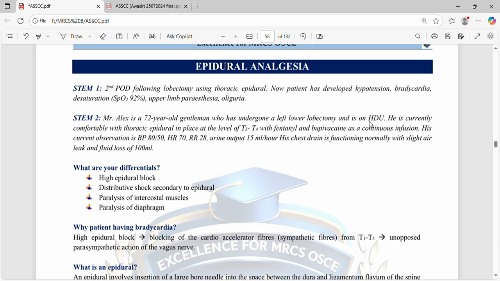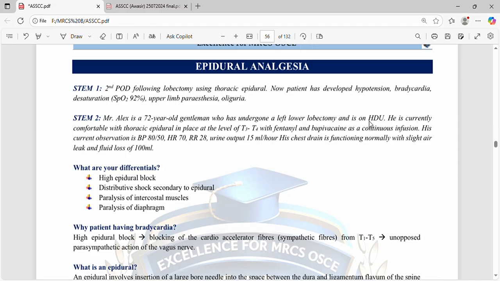Okay, so epidural analgesia is the next station in critical care. Second post-op day of a patient following lobectomy using thoracic epidural. Now the patient has developed hypotension, bradycardia, desaturation, upper limb paresthesia, and oliguria.